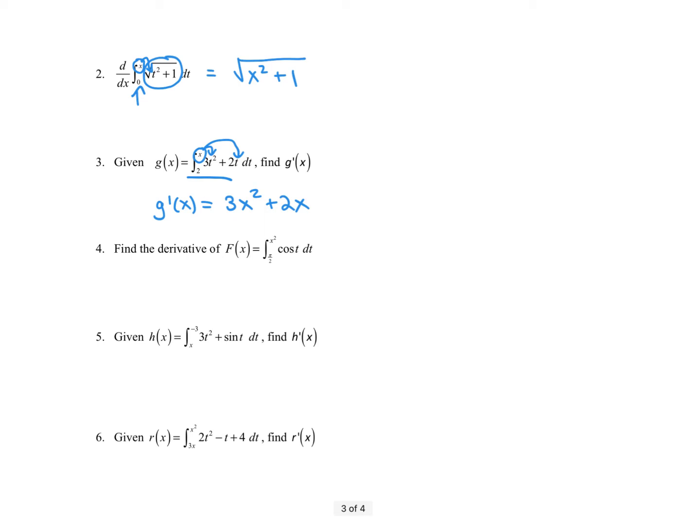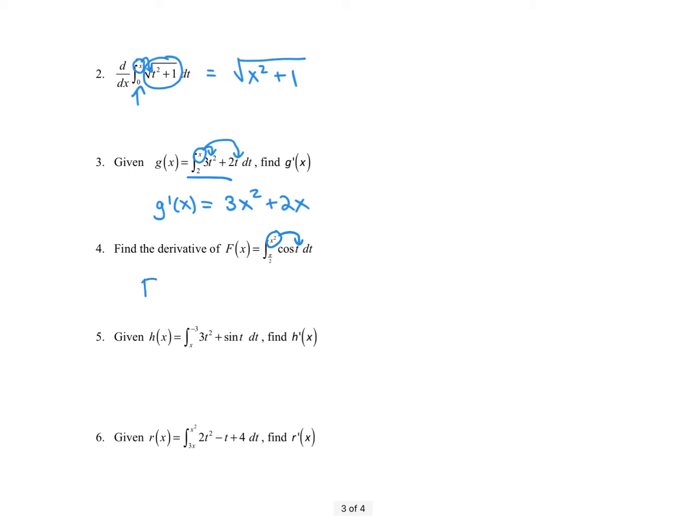Okay, on to number 4. Find the derivative of f of x equals the integral from pi over 2 to x squared of cosine t dt. Pi over 2, the lower limit of integration, is a constant still, so the derivative of a constant is 0, so I'm not going to do anything with that pi over 2. I'm going to plug x squared in for t, and the derivative cancels the integral.